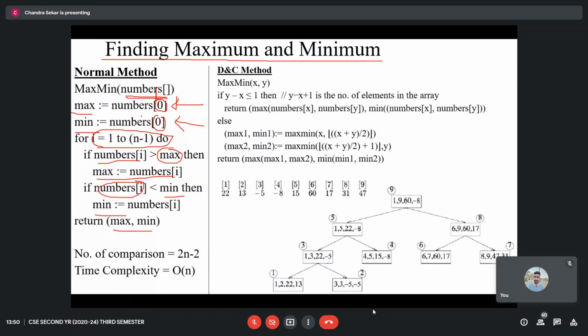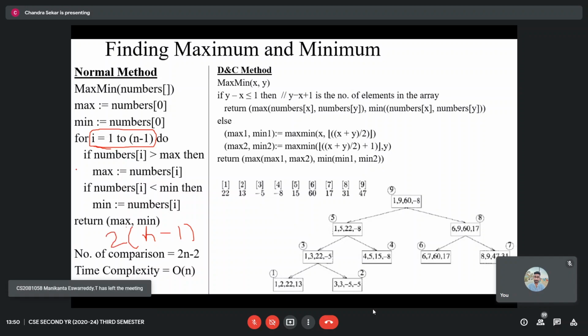So here, if you observe, the number of comparisons are 2n minus 2. It is something like 2 into n minus 1, because n minus 1 comparisons are made, because the search here starts from the second to the nth element. So n minus 1 comparisons are made, and it is made two times, one for max and one for min. So 2 times n minus 1. So that many number of comparisons are made.